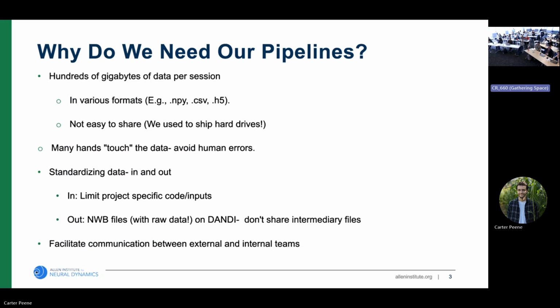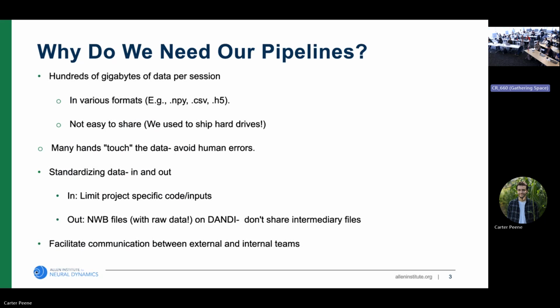Also, many hands are touching data, which means someone may be in charge of pre-processing, someone may be in charge of QC, someone may be in charge of packaging, and having that many different files handled by that many people is just a recipe for disaster if you aren't standardizing how it's done. So creating pipelines that everybody can use in a standardized way helps prevent a lot of confusion.